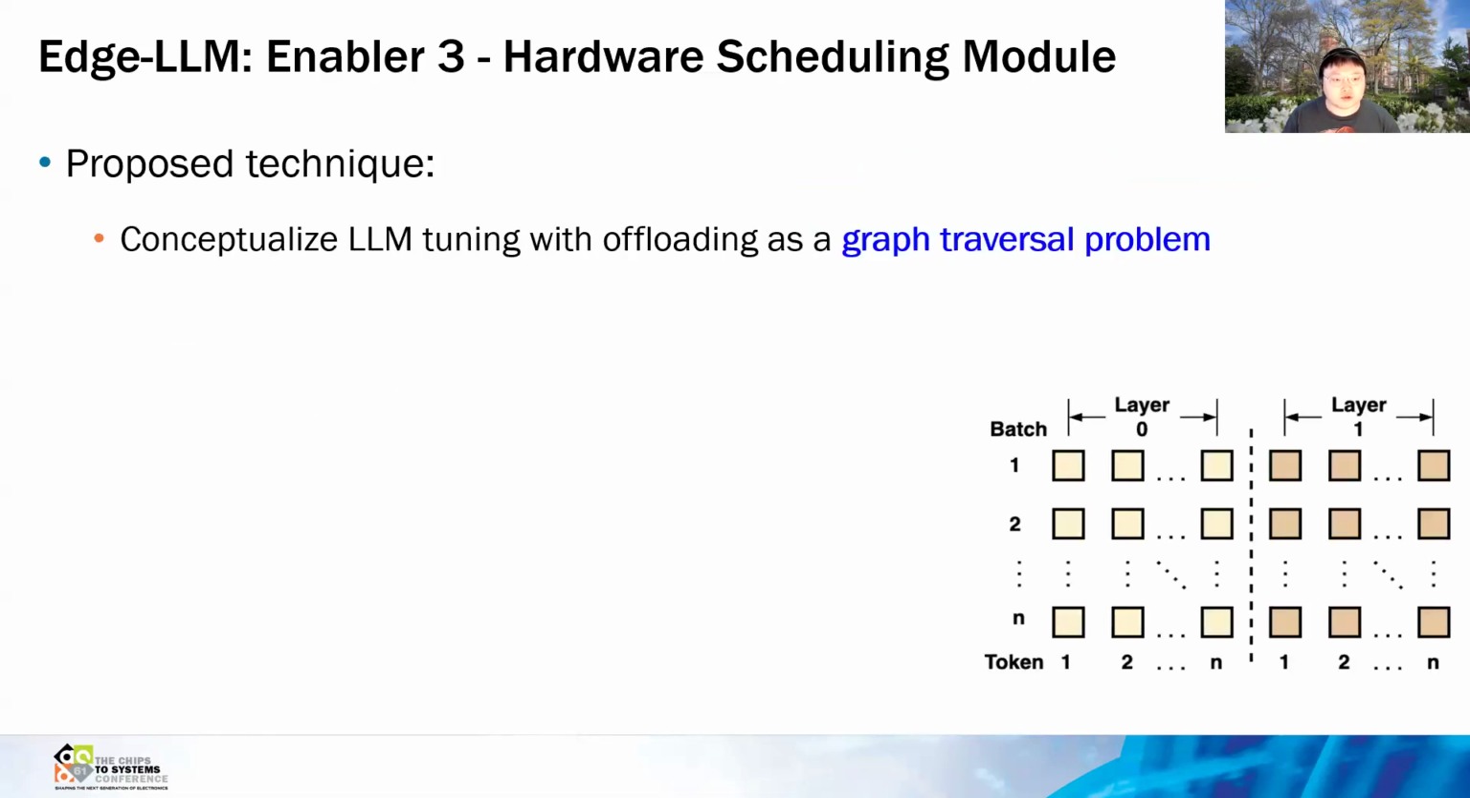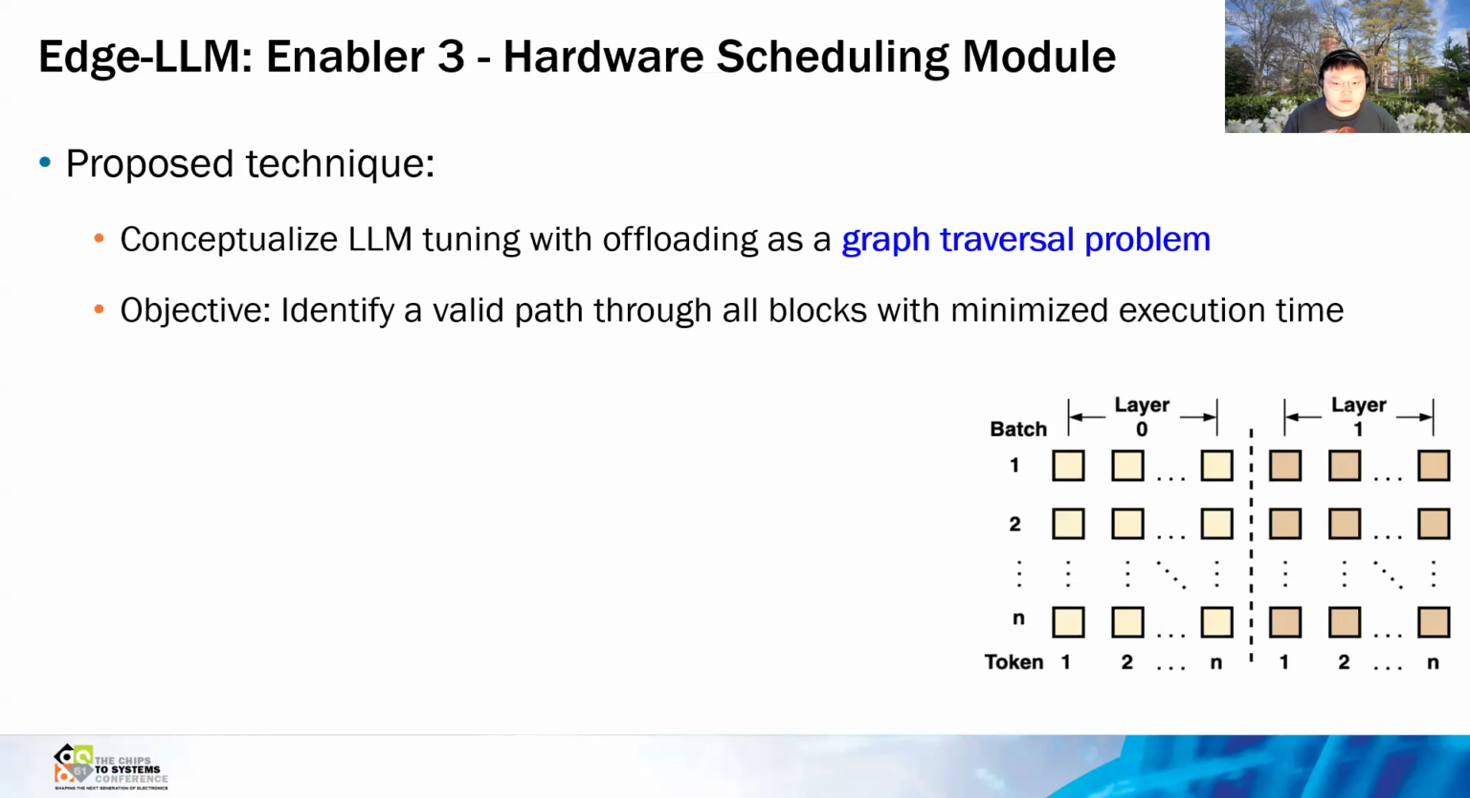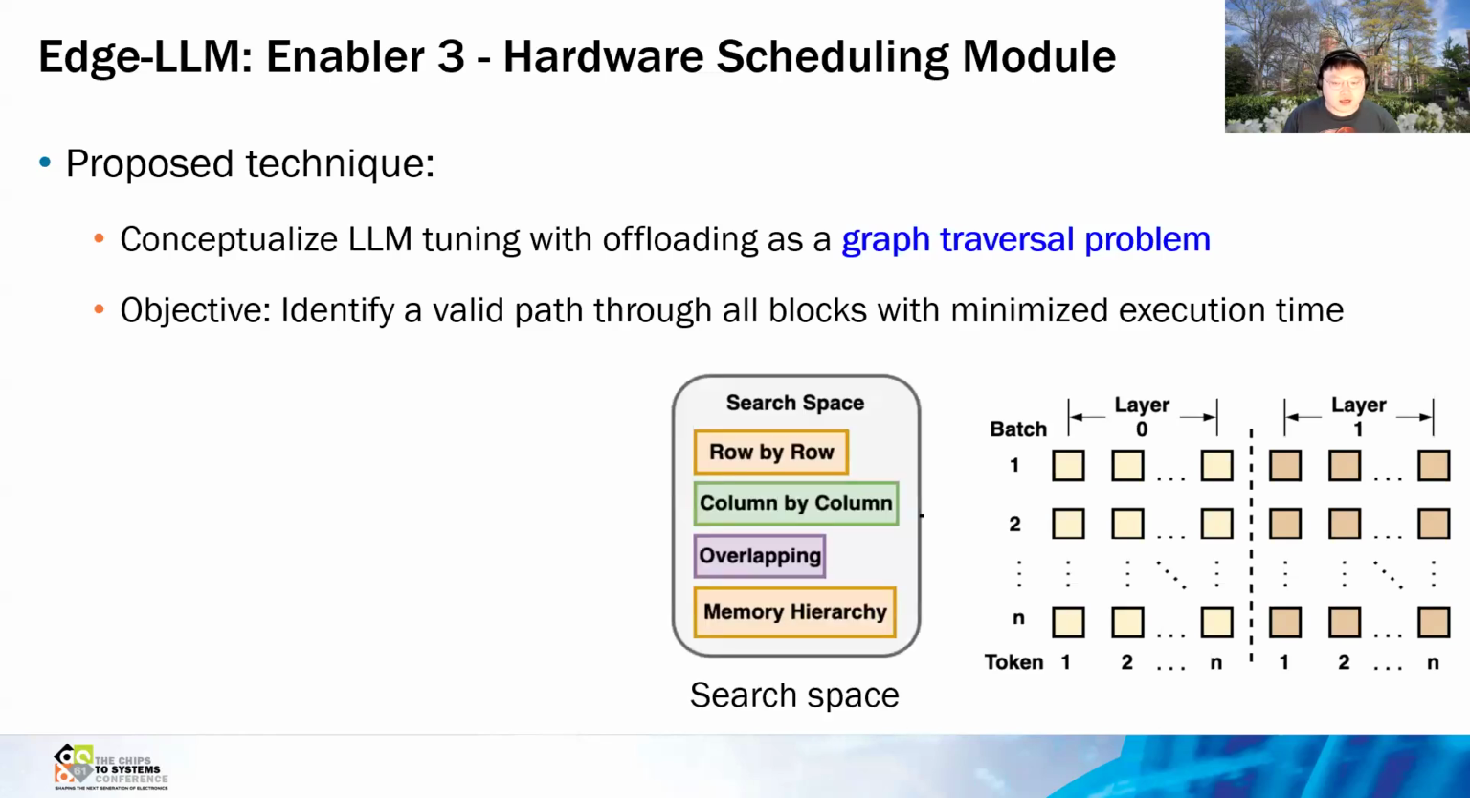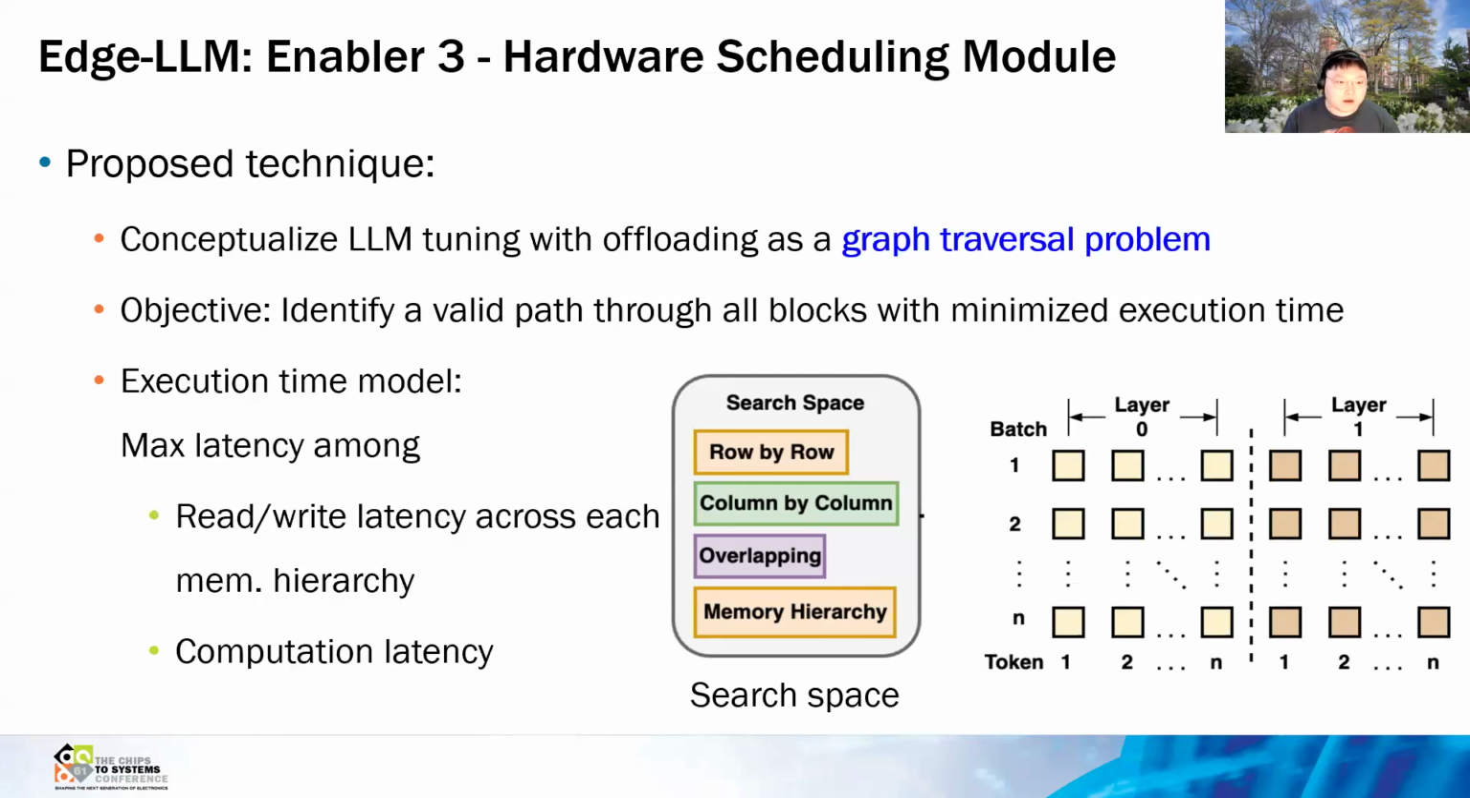To this end, we propose to conceptualize LLM tuning with offloading as a graph traversal problem. Our objective is to identify a valid path through all blocks with minimized execution time, as shown in the red figure below. We consider a search space including row by row, column by column, and overlapping memory hierarchy. And we define our execution time model as the max latency among read-write latency across each memory hierarchy and computation latency.